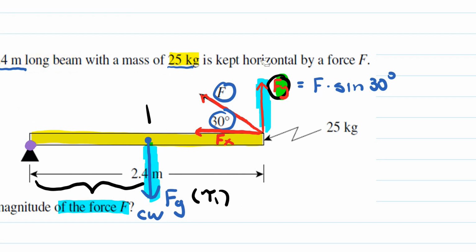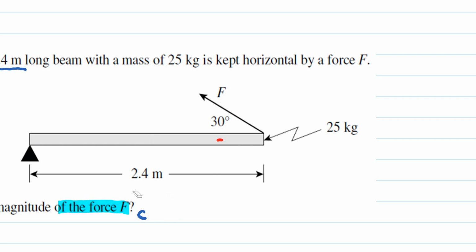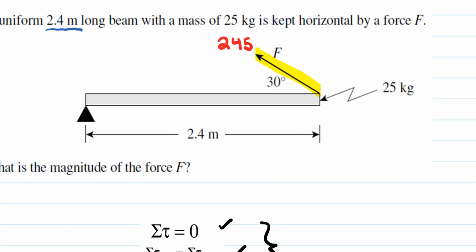Let's go back to the beginning again, and I know there's a lot of colors here, so I'm going to erase all of this now. We just found the magnitude of this force, and that magnitude has to be 245 newtons. If the force is 245 newtons in that direction, then this entire beam is going to be balanced.